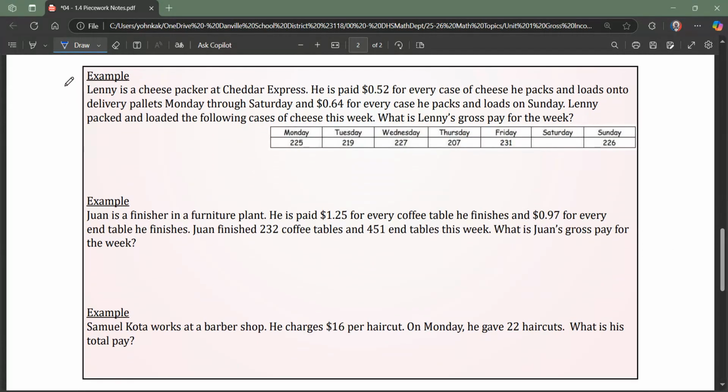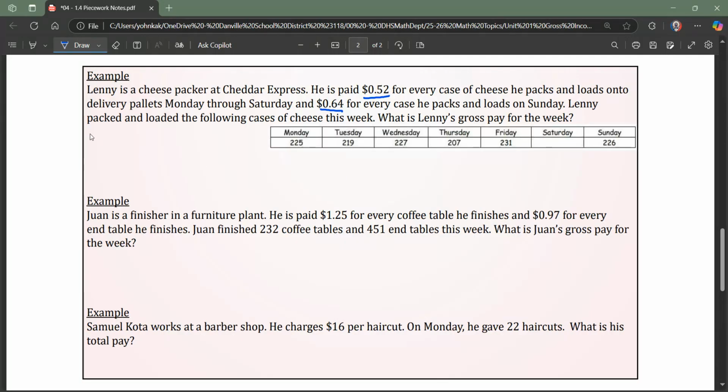So the first example, Lenny is a cheese packer at Cheddar Express. He is paid 52 cents for every case of cheese he packs and loads onto delivery pallets Monday through Saturday, and 64 cents for every case he packs and loads on Sunday. So there's two different pays going on. Lenny packed and loaded the following cases of cheese this week. What is Lenny's gross pay for the week?